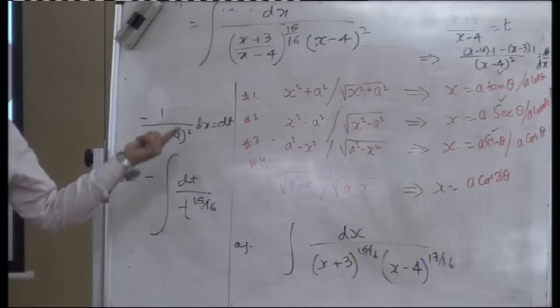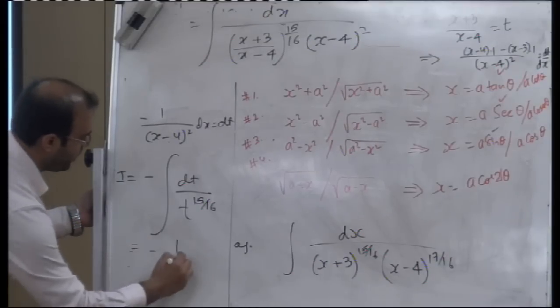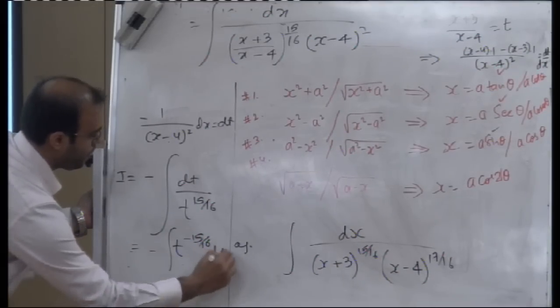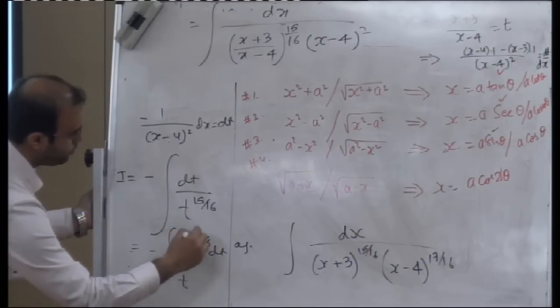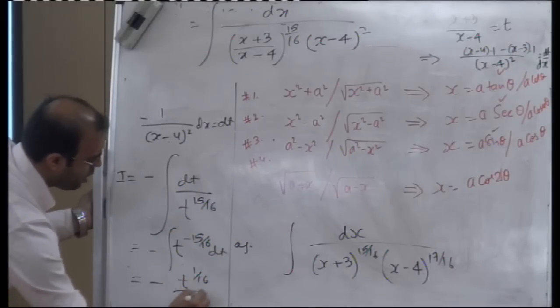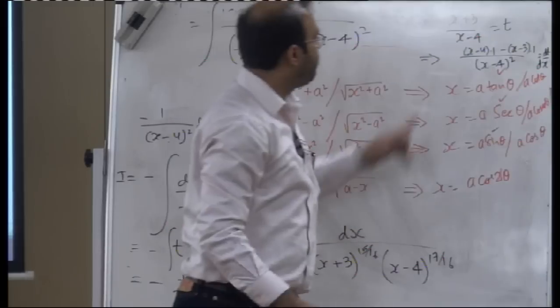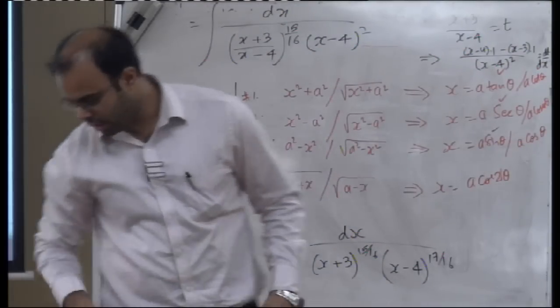This is what you can write, and then the integration is quite easy. It is t to the power minus 15 by 16, and we apply the formula for x to the power n: x to the power n plus 1 by n plus 1, plus constant. So this becomes the integral of t to the power minus 15 by 16 dt, which is t to the power 1 by 16 upon 1 by 16 plus c. Now you can replace t with what you assumed, (x plus 3) by (x minus 4). So we get the final answer.